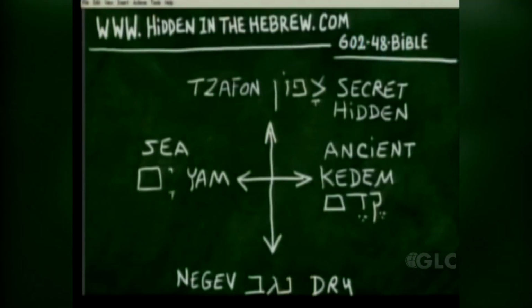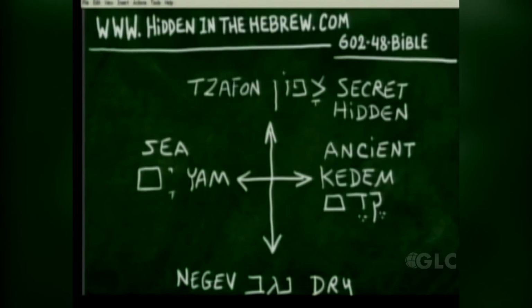Now in the Hebrew it sounds a little different, of course, and let me show you on the screen what that looks like in Hebrew. Now at the top of the screen, of course, you see tzafon, and tzafon is the word in Hebrew for north, in modern Hebrew too. And the meaning of the word tzafon, the meaning of the word itself, is something that is secret or hidden.